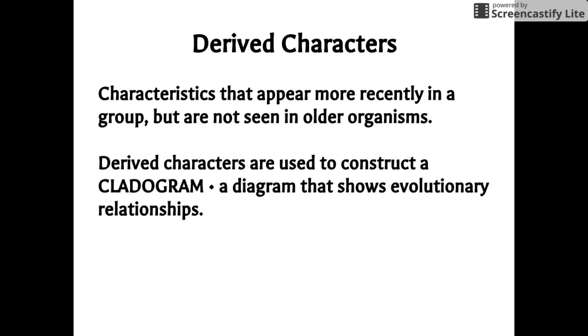Shared derived characters are used to construct cladograms. They are evolutionary novelties unique to a particular clade. For example, hair is a shared derived character of mammals. A cladogram depicts patterns of shared characteristics among taxa and forms the basis of a phylogenetic tree.